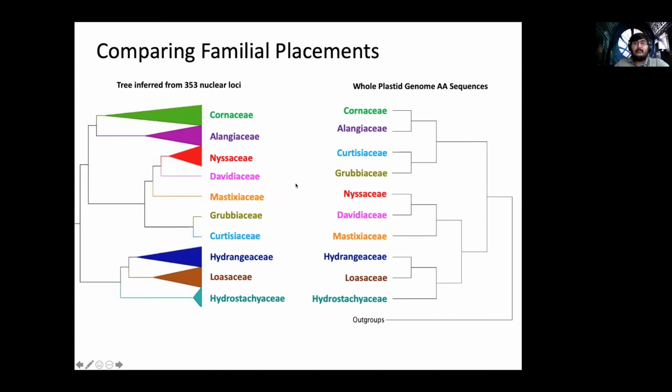However, we do see some differences. Rather than being placed with the Hydrangeaceae, Losaceae, and Hydrostachyaceae clade, as we see here, we see that the Nisoids are being placed with the Cornaceae, Langiaceae, Grubiaceae, and Cartesiaceae. And additionally, we're now seeing that the Grubiaceae and Cartesiaceae are sister to the Nisoids rather than the Cornaceae and Langiaceae, as we see here.